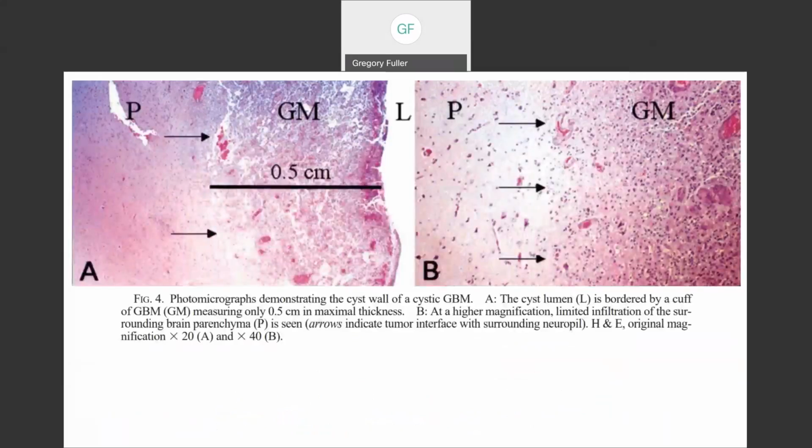And again, here's the beautiful histology panel. I can say that because I put it together. Here is the lumen of the cyst, and the pseudoepithelial lining here. Here's the glioblastoma. Here is the interface between the tumor proper and the surrounding brain, only half a centimeter, and that was pretty much all the way around except for that little bit of lumpy stuff, and most of the lumpy stuff was going into the cyst, not into the brain. And here, look at the zone of infiltration.